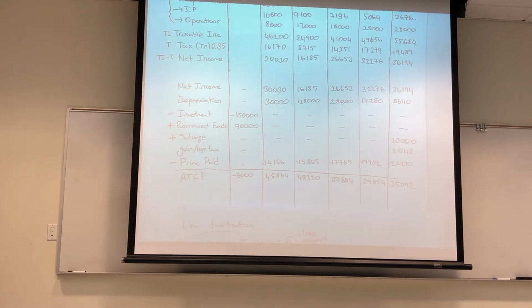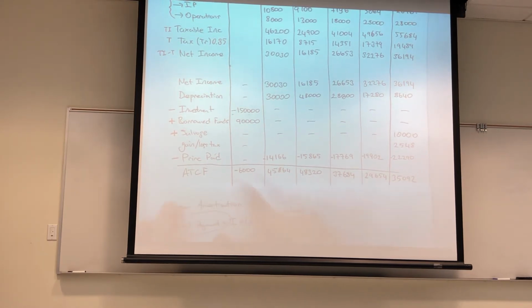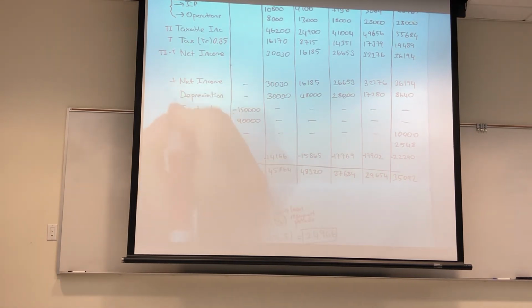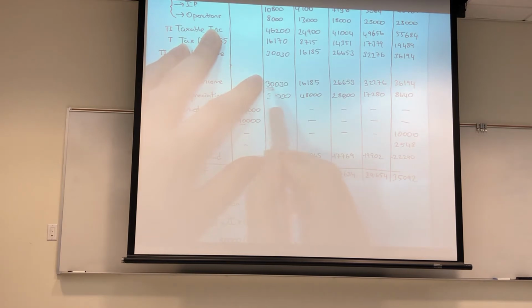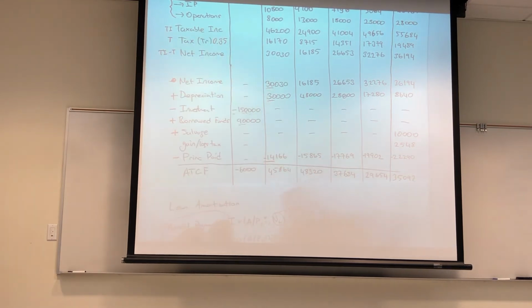From which part? The last ATCF. So if we write everything accordingly, we're just summing every number up, right? So minus 150,000 plus 9,000 plus 30,000 plus 30,000 minus 14,000. And it's going to give you the ATCF.